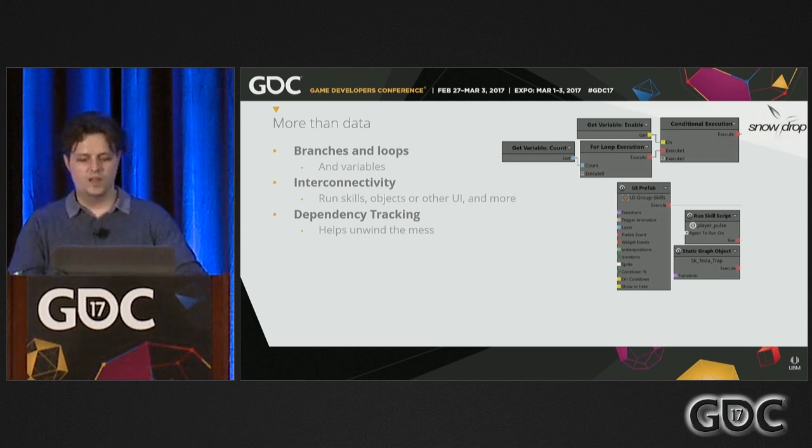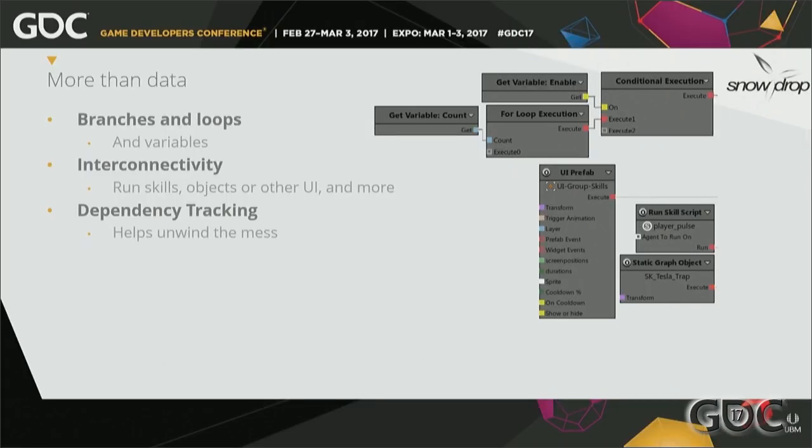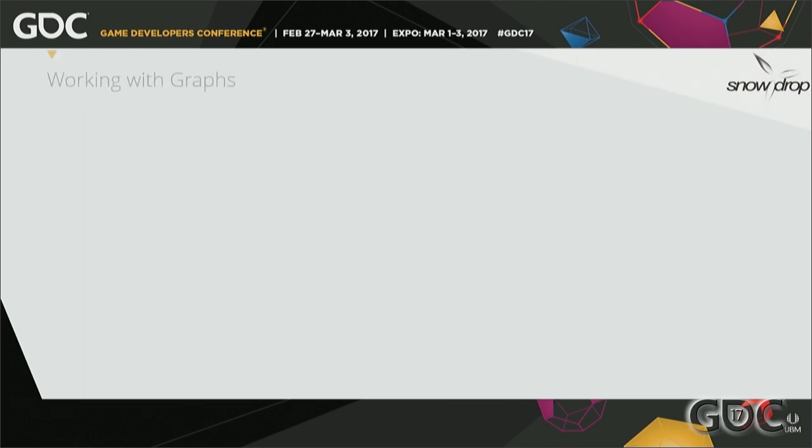The freedom of our nodes does come at a bit of a cost. It can sometimes be difficult to understand who's doing what and where certain things are coming from. For that, we do have a very thorough dependency tracking system, so you can always figure out who's owning what and who's the responsibility of things.